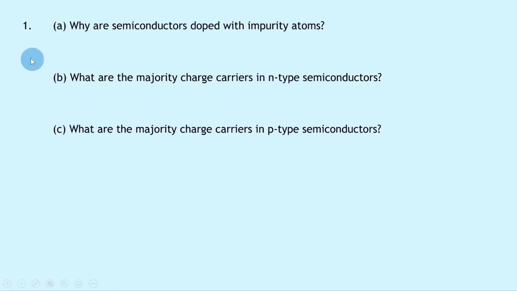So let's get started. Question 1a first of all asks, why are semiconductors doped with impurity atoms? Well, remember the whole point of doping in general is to increase the conductivity of the semiconductor, or in other words, to decrease its resistance.